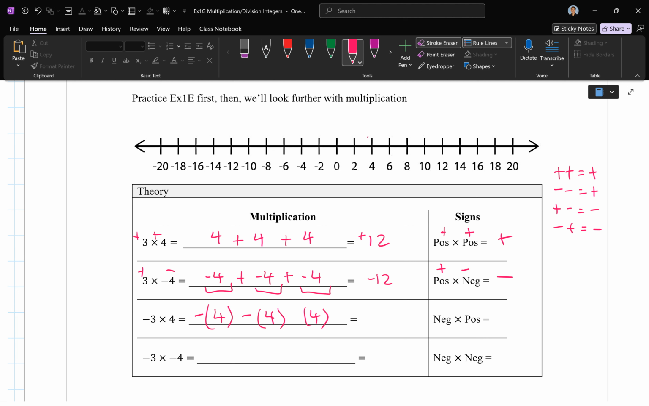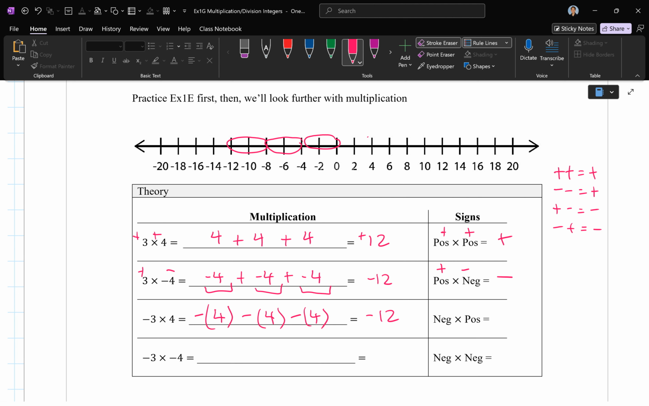The opposite direction of the positive 4. So if you think about that, what you're actually doing is you're going negative 4, subtract 4, subtract 4. See that? So starting with this idea, you're saying subtract 4, subtract 4, subtract 4. This is why negative 3 groups of 4 actually ends up being negative 12.